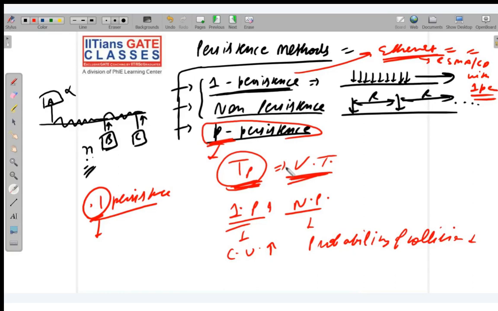That is, it reduces the chances of collision and improves efficiency. Hence it is the best persistence method.